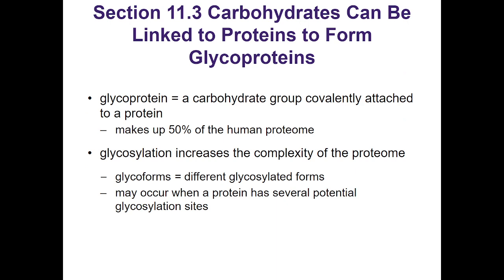Yeah. So the carbohydrates can be linked to proteins to form glycoproteins. Glycoprotein is exactly like it sounds. It's going to be a carbohydrate group covalently attached to a protein. It makes up about 50% of the human proteome. Glycosylation is going to be the increase of the complexity of the proteome.